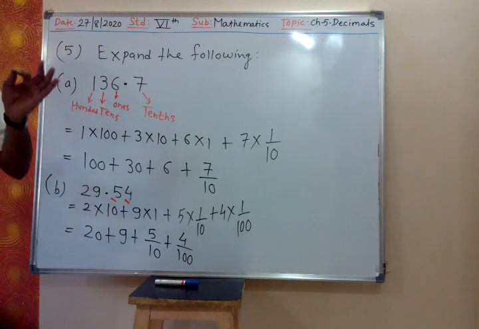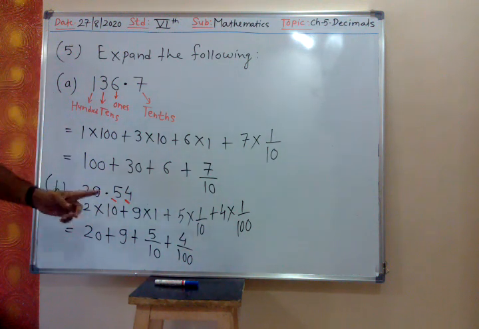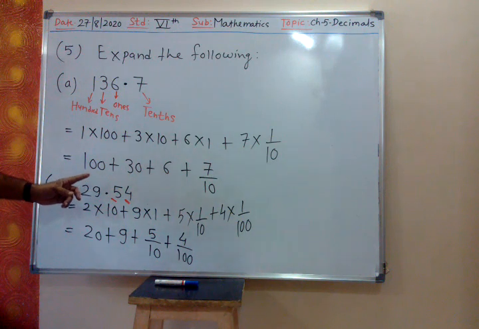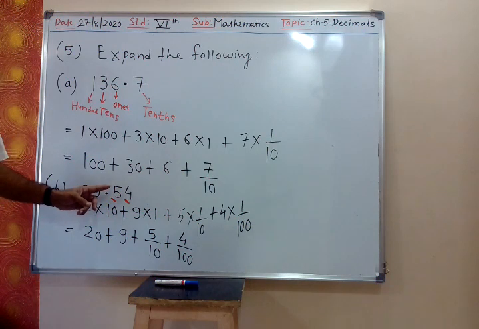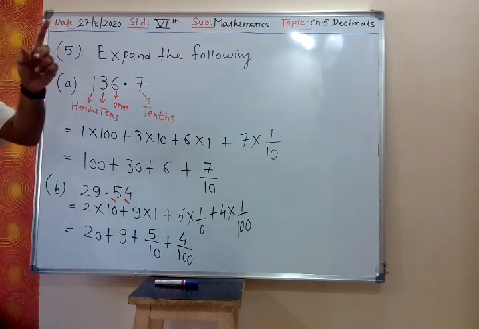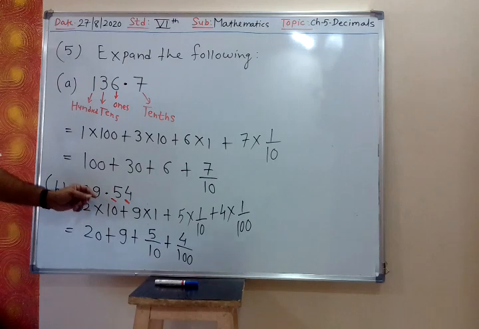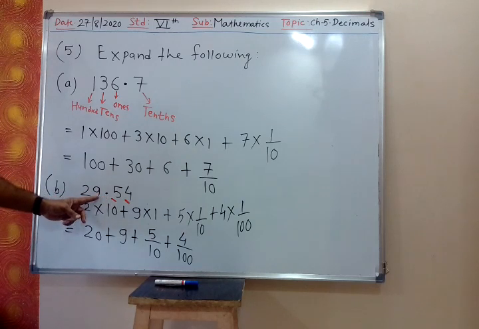Don't get confused. How do we read this? We read this as 29 point 54. We don't read it as fifty-four. So after decimal, the first digit position is tenths, and the second digit position is hundredths. Before decimal, the first position is ones, the second position is tens.